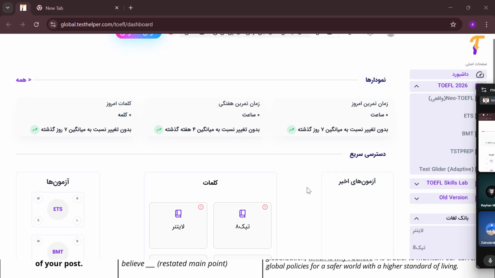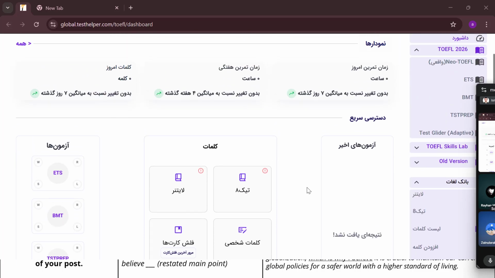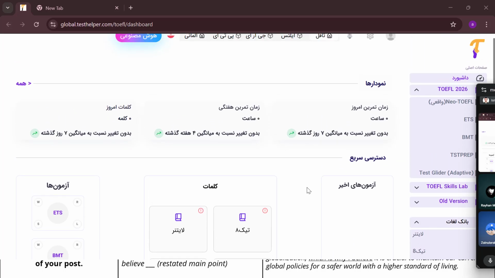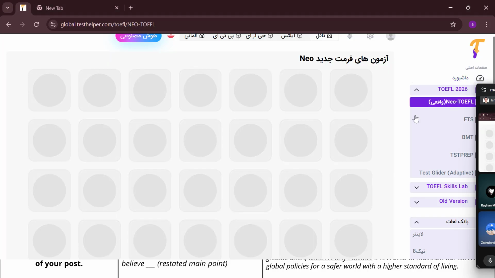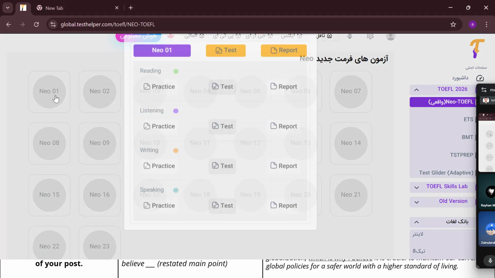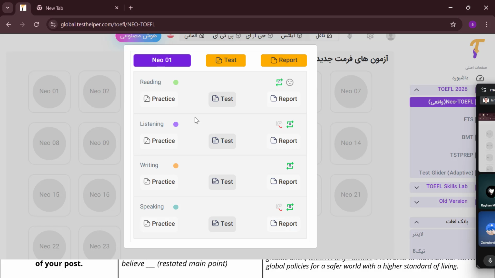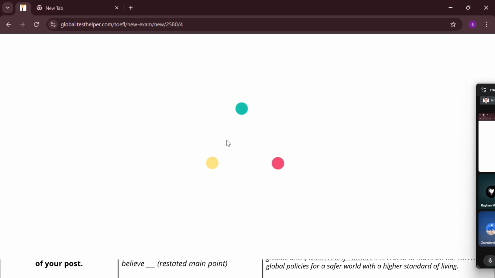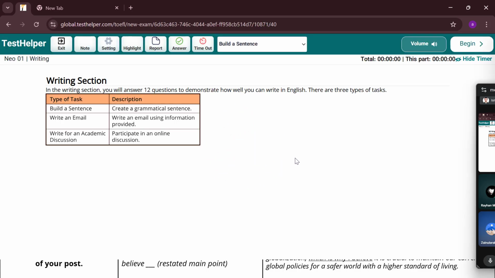So this is the environment we have here. So we can go ahead to one of the tests. For example, the new TOEFL, it's the real one. So we'll just open one of them, and it shows the test mode or the practice mode of the report. So it has the reading, listening, writing, and speaking sections. So we'll go ahead with the practice mode on the writing section. Just open it. And here you can see.